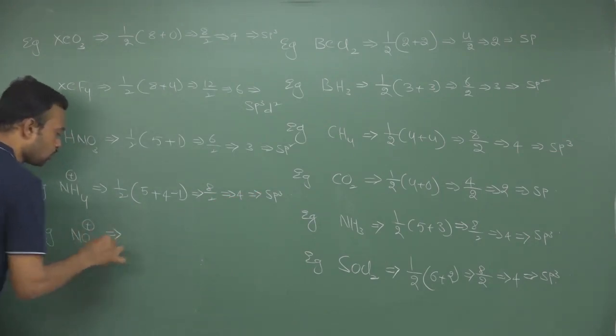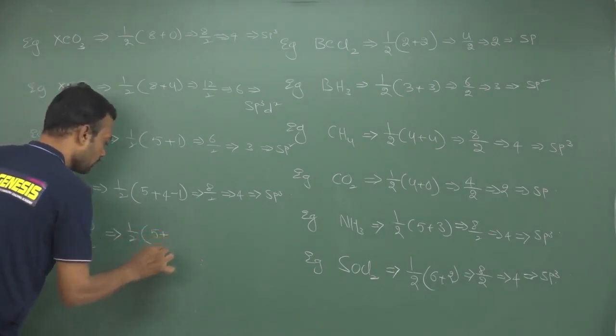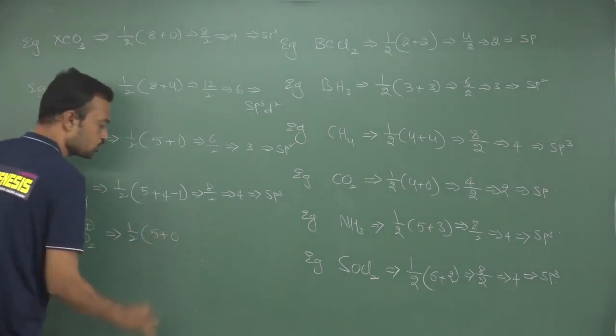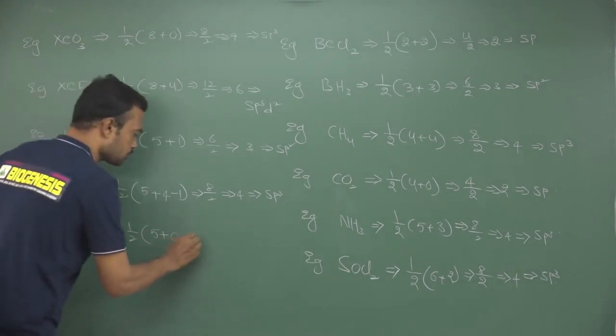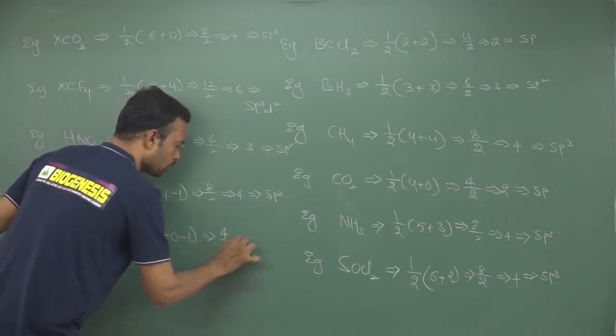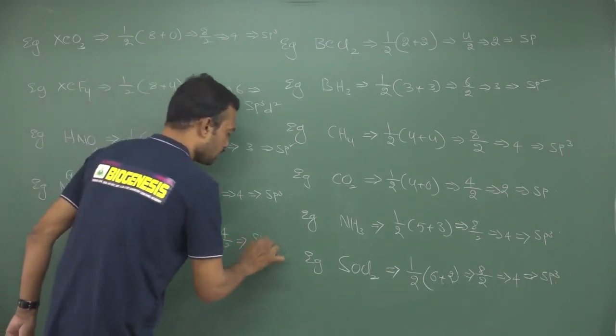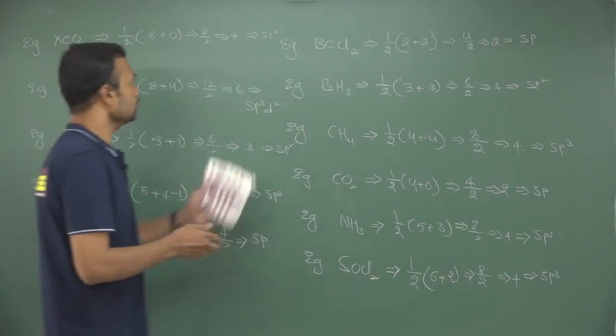NO2 plus, nitronium. Okay, cation, 1 by 2. Nitrogen is a 5th group element, and here how many monovalent atoms? 0. What is the charge on the cation here? That is plus 1. It should be taken as minus 1. So finally 5 minus 1, that is 4, 4 by 2. Here you may expect sp hybridization. You will get 2. That's why hybridization is sp in this one.